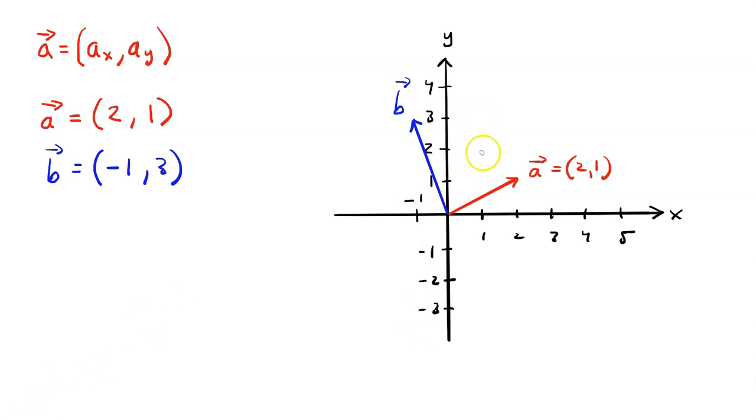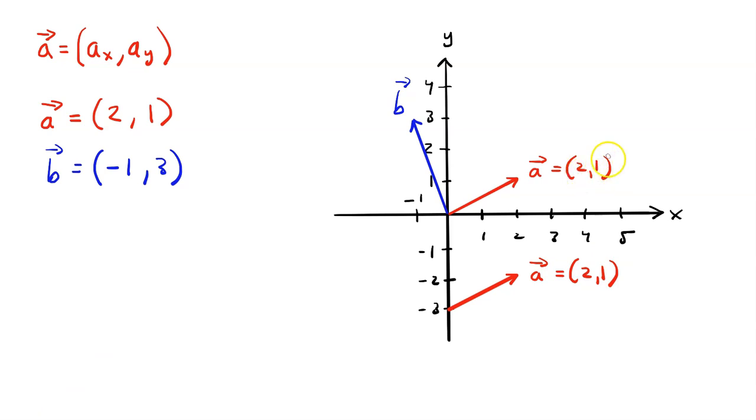It doesn't matter where a vector starts. For example, instead of starting at origin, we could just as well start it anywhere. We could, for example, start A here. And then we should have gone 2 steps in the x direction and 1 step up. So you could just as well draw A here. So this is also vector 2, 1.